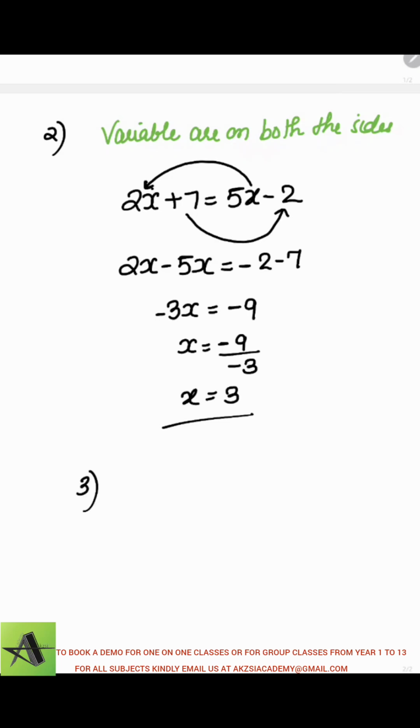Now the third is when we have fractions, two or more than two fractions.